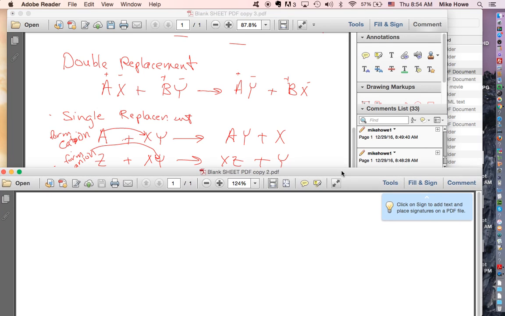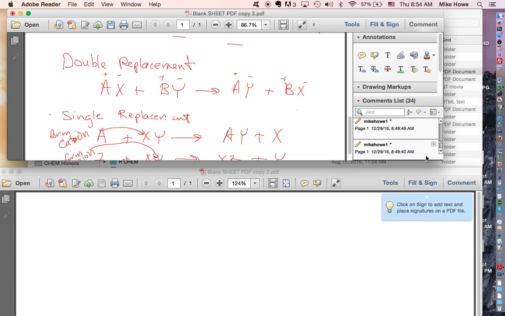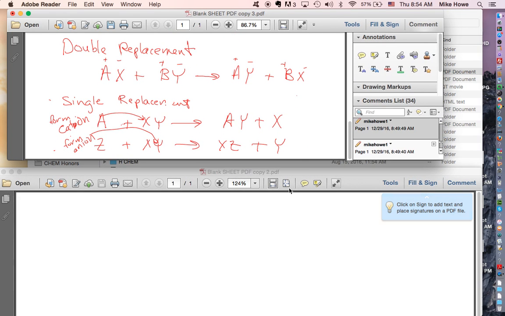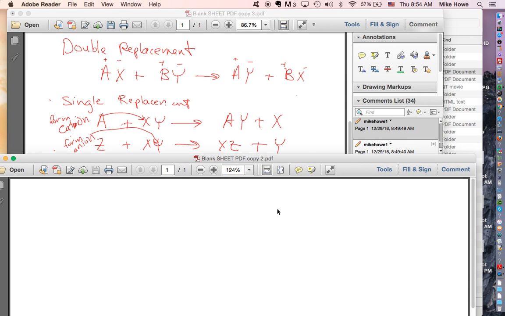All right, we'll just continue on this sheet. Get this up here where you can see it. Double replacement, single replacement, right there. Okay, so here's a couple of examples of these reactions. Tell me which one this would be.